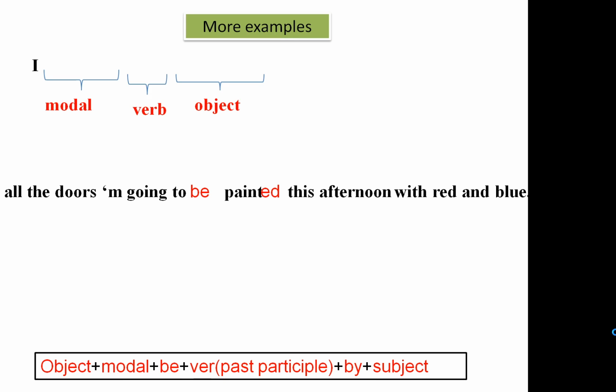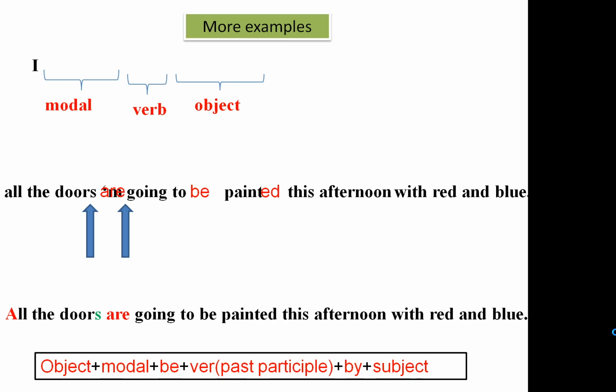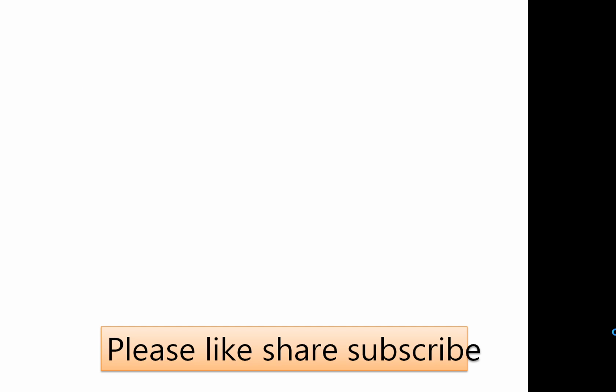Very good. Again, I'm going to look at the sentence and find that doors with an S and I am going to are not matching, so that's not correct. The correct form must be are. So: all the doors are going to be painted this afternoon with red and blue, and that's the correct answer.